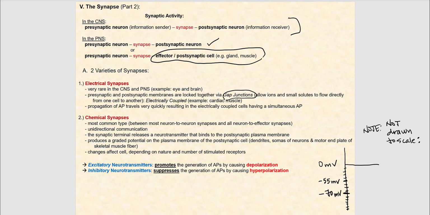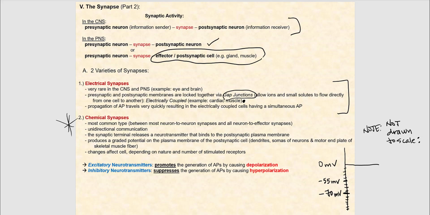And we find these gap junctions in cardiac muscle. So there will be a lot of gap junctions in cardiac muscle, and because we find these gap junctions, they have what's referred to as electrical synapses. So this is as far as we're going to go with electrical synapses. As I said already, this will be further discussed next semester when you talk about the heart.